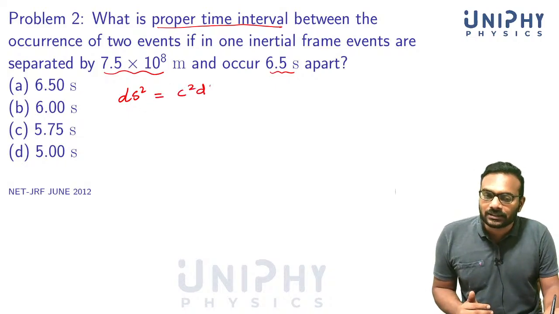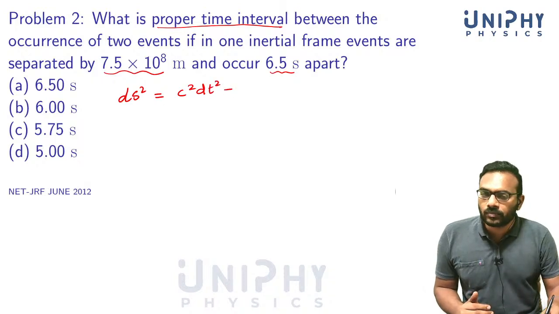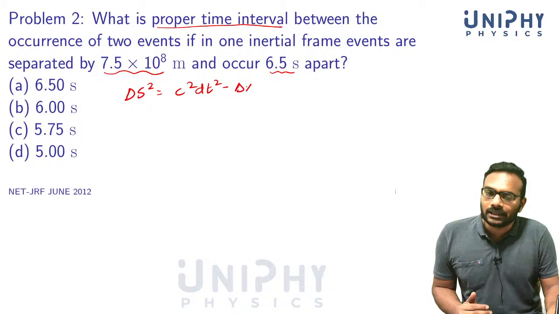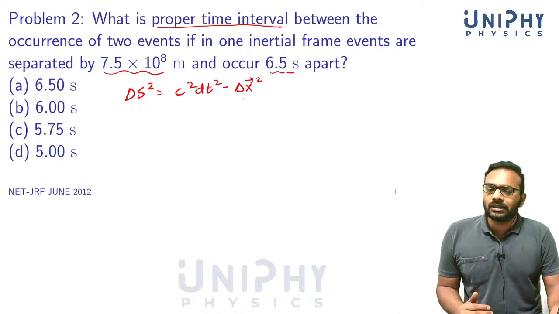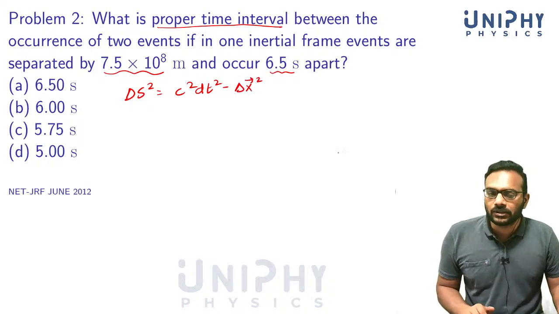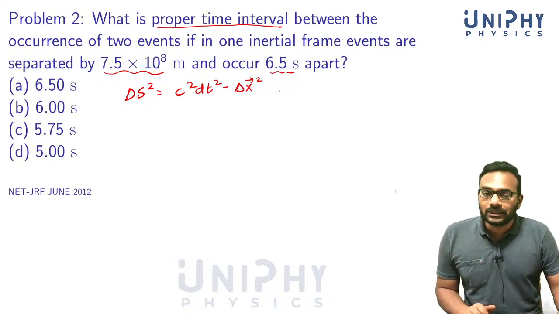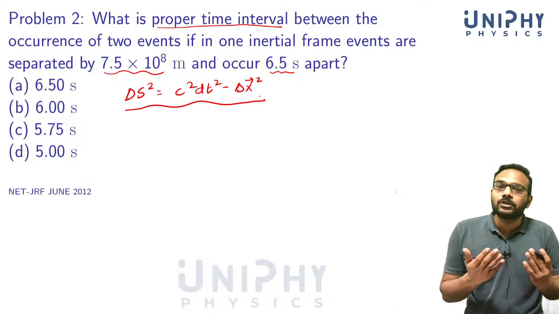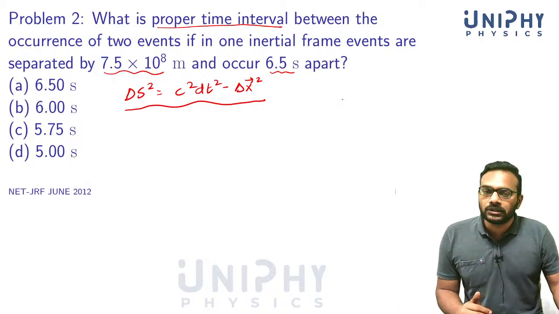It's given as c square dt square minus, I'll write it in terms of delta. Okay, we can write as delta s square is equal to c square dt square minus delta x vector square, right? By delta x vector square means delta x dot delta x. Now, this is the geometry of space-time according to special theory of relativity. This equation gives you the geometry of space-time according to special theory of relativity.